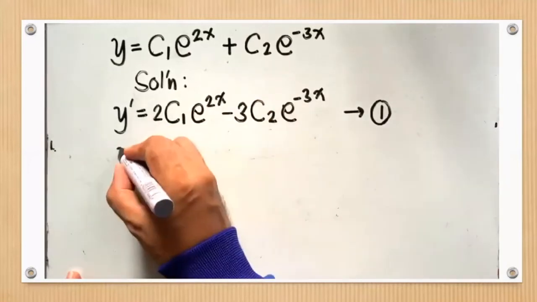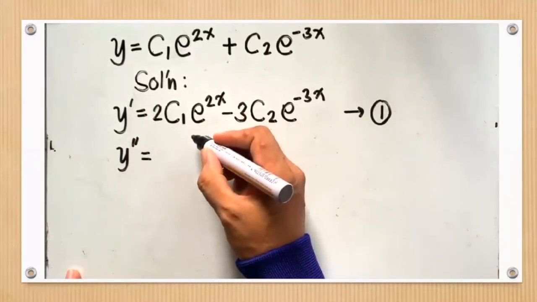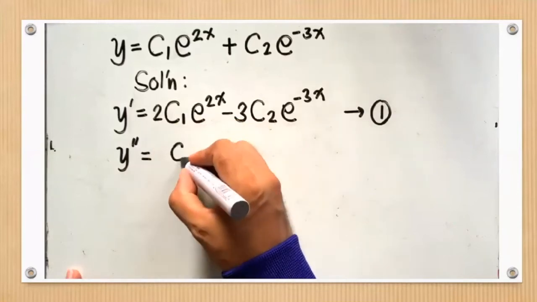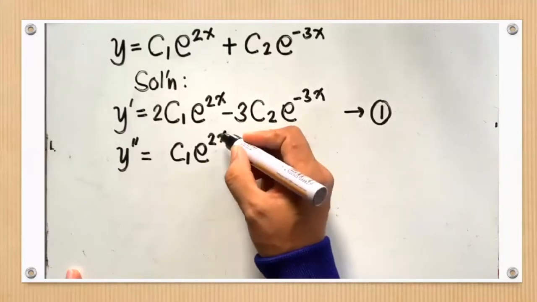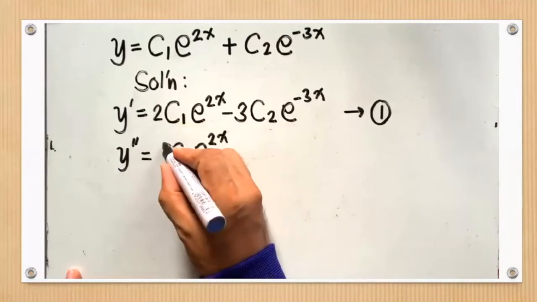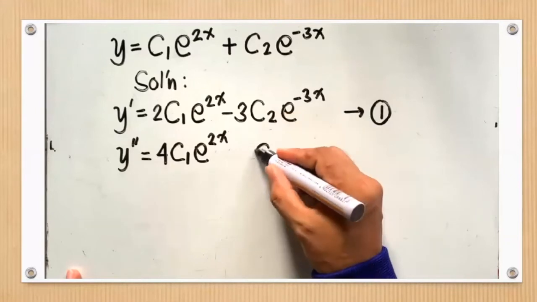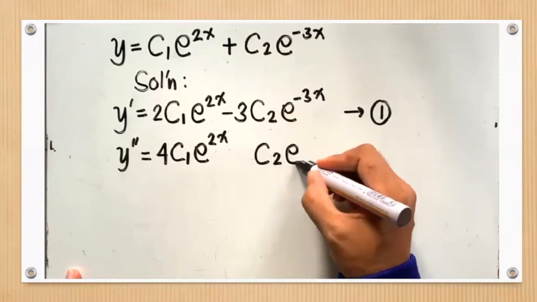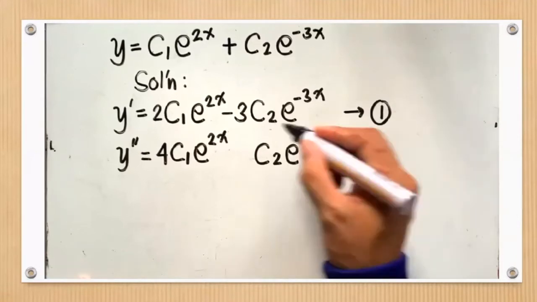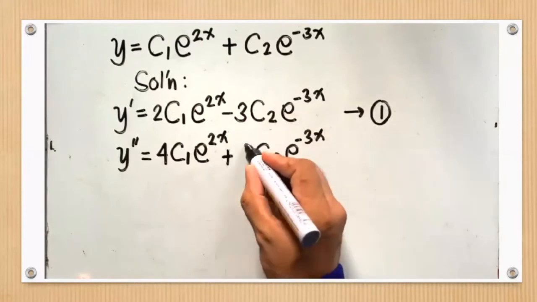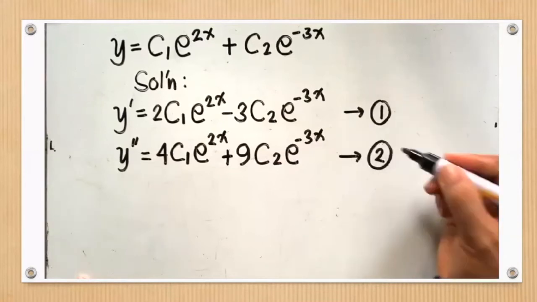Now, the next part will be to differentiate again. So for y double prime, you copy c sub 1, the constant, and then differentiate e raised to 2x. The derivative of 2x is 2. So 2 times 2, multiplied to the coefficient, is 4. And then here we have c sub 2 e raised to minus 3x. You differentiate minus 3x, so that's minus 3. Minus 3 times minus 3, you have positive 9. So this will be your second equation, or you can label that as equation number 2.